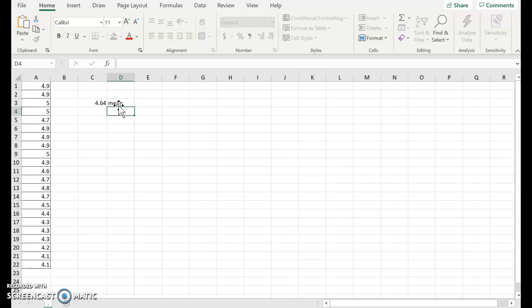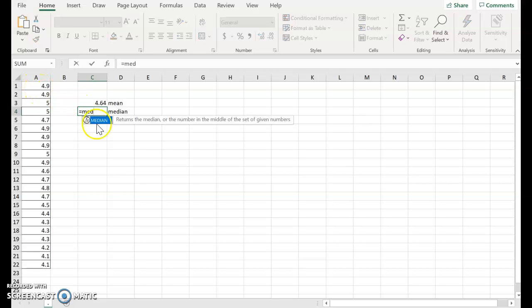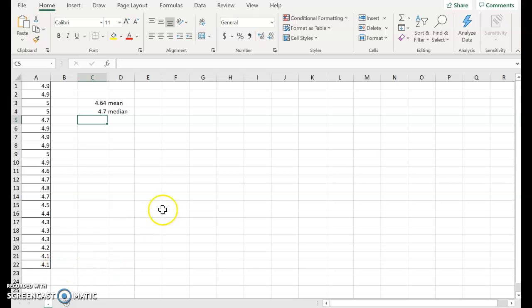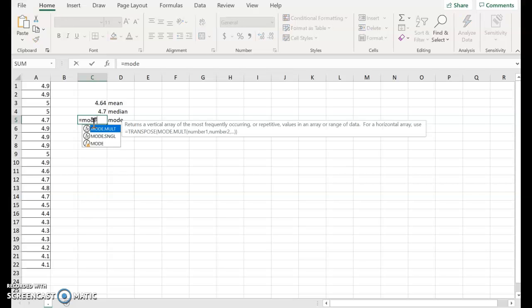So that's your mean. To find your median, you can just put equals median, highlight your values, and there's your median. And then to get your mode, you do equal mode.